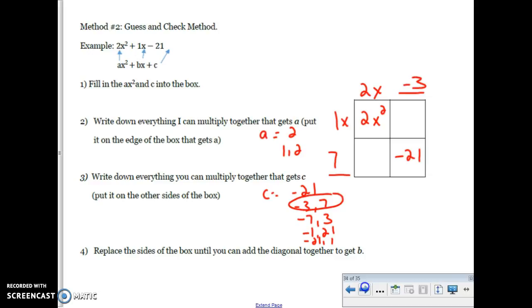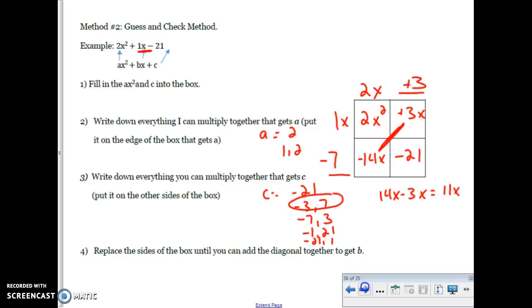What I want to do is check to see if I add this diagonal, does it equal the middle term? If I take 7 and 2, I get 14x. Negative 3 and 1 gets me negative 3x. If I add negative 3 and 14, do I end up with the 1x I'm looking for? 14x minus 3x equals 11x. So that does not work. I can always go on to negative 7 and 3. If I make this negative 7 and that positive 3, I would get negative 14 plus 3, so that doesn't work either.